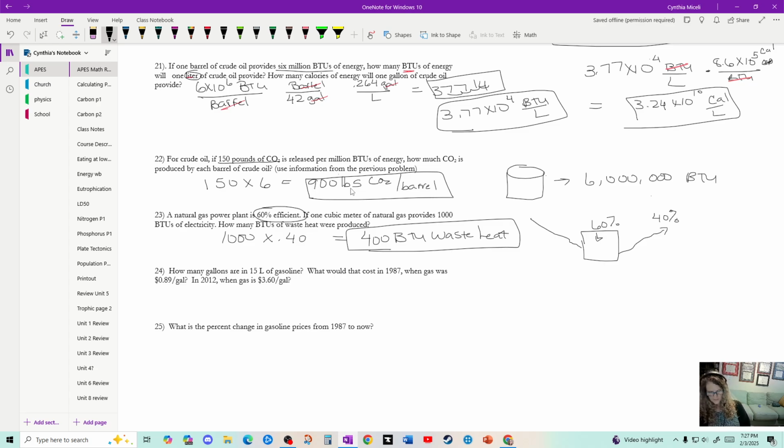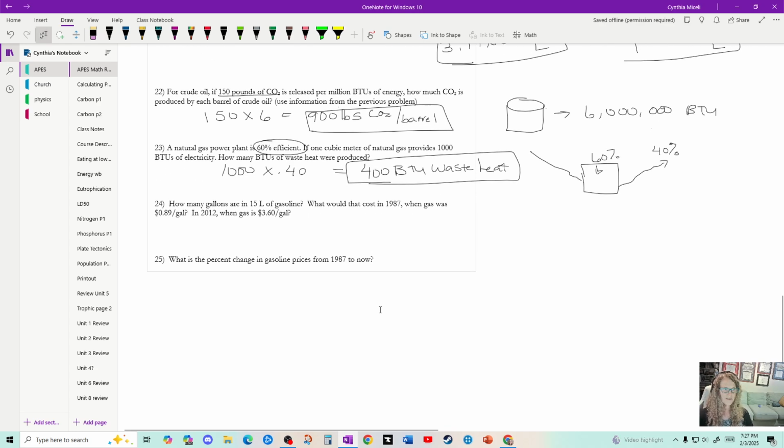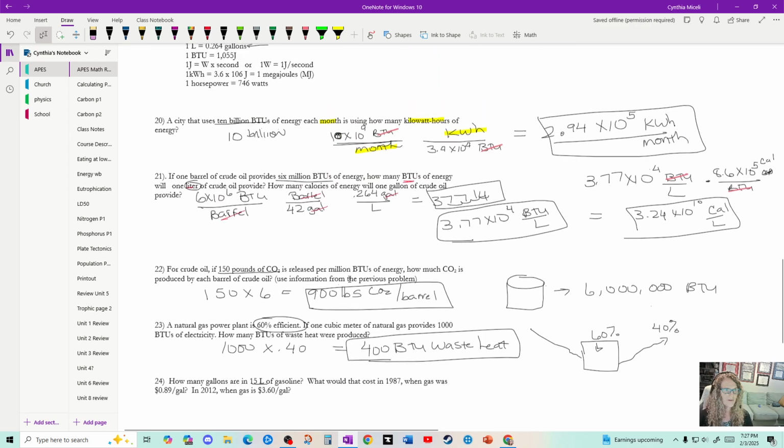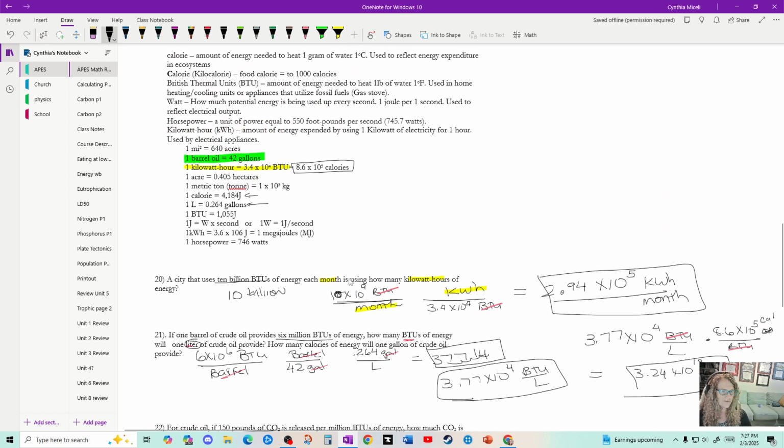Okay, the other thing we're going to talk about is fuel and efficiency for that kind of energy, like gas and stuff. So let's go up here. How many gallons are in 15 liters of gasoline? You do not have to memorize that. Go back up here, find it. 1 liter is 0.264 gallons.